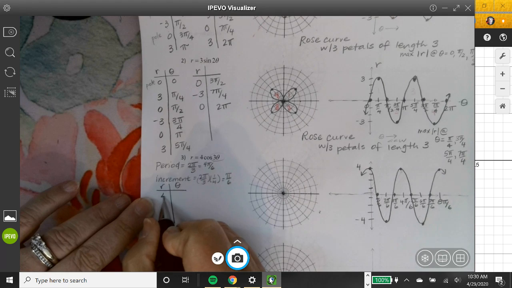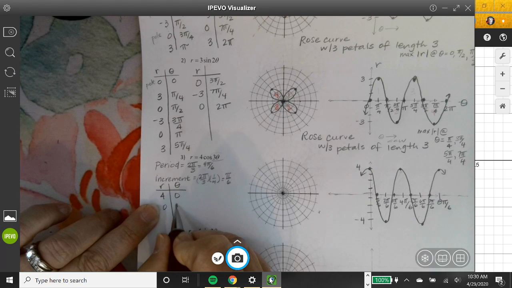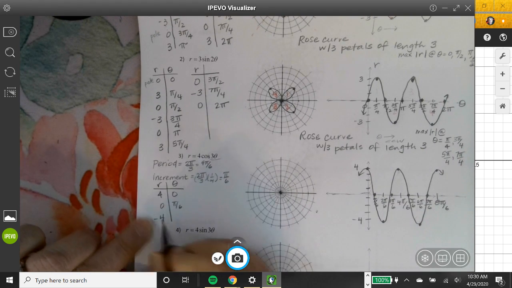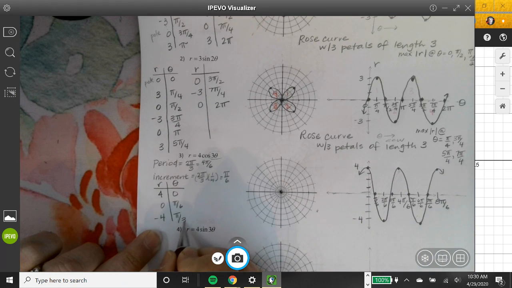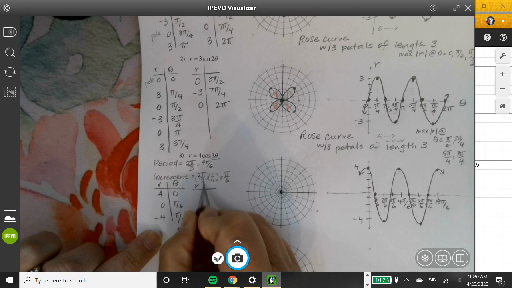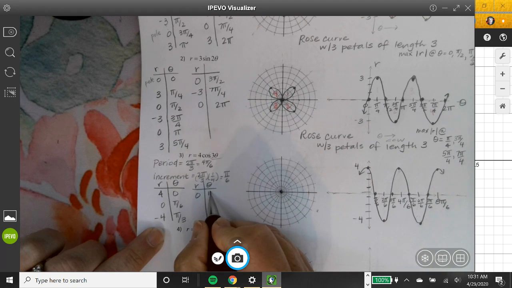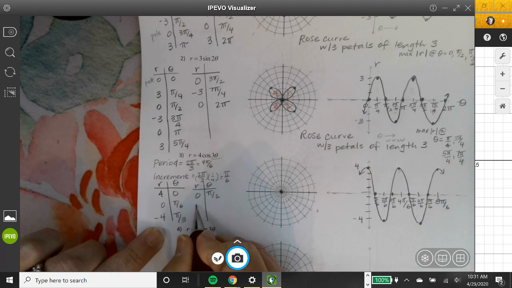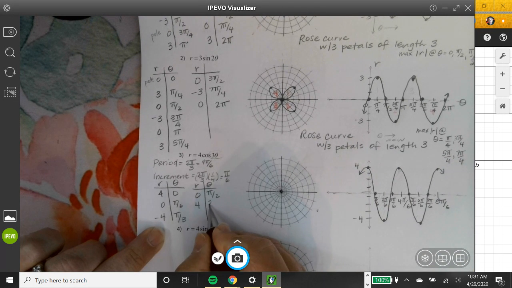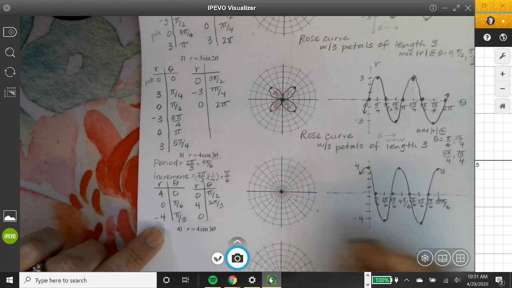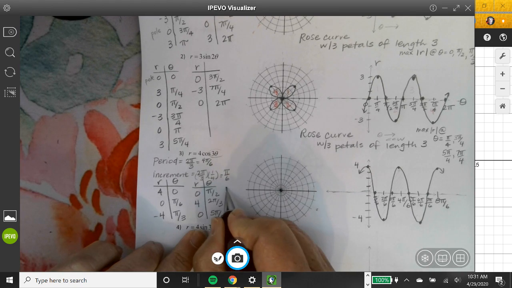My first r is 4, my theta is 0. My second r is 0, theta is pi over 6. Then I go to negative 4, 2 pi over 6, which happens to be pi over 3. And this is where I do my conversions typically. Okay, and then we're going to go back to the pole at 3 pi over 6, which is pi over 2. Then we're going to go back up to 4 at the angle of 4 pi over 6, which reduces to 2 pi over 3. Then back to the pole at 5 pi over 6. And one more.